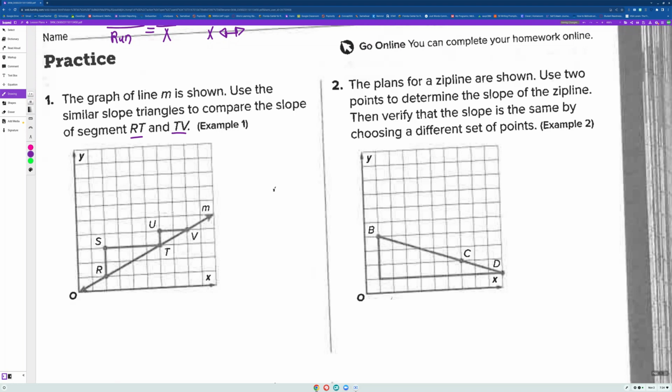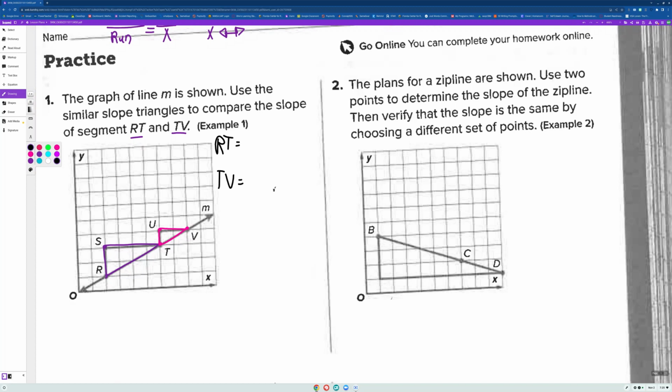So what I'm going to do first is add some points to this so that you guys will be able to see it better. I'm going to draw my triangle. So I have one here, and then I have another one right here. Okay, so it's asking me to find RT and TV. So I'm going to put RT over here and TV over here.